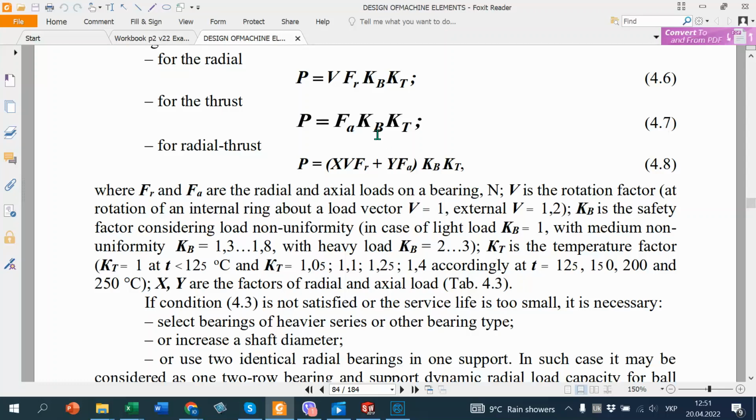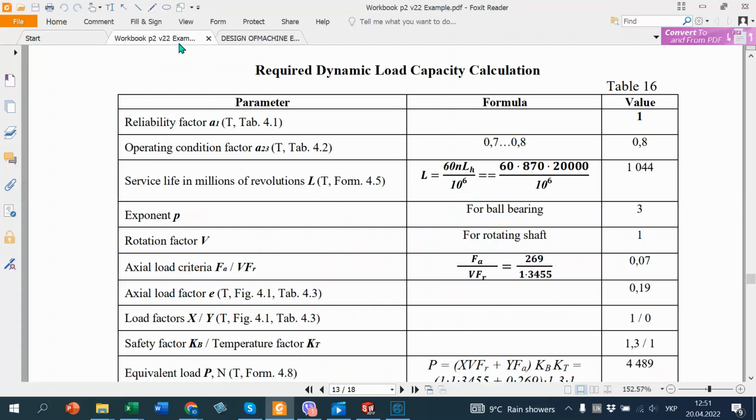KB is a safety factor. In a case of light load, 1; medium load, 1.3 to 1.8; and with heavy load, 2 to 3. Let's consider something average. Let's take from this region. So KB, I took 1.3.